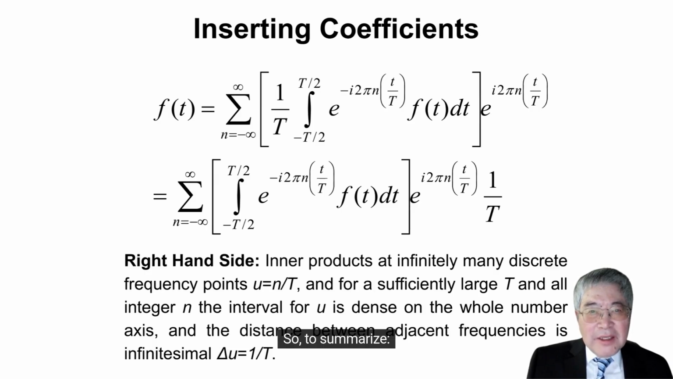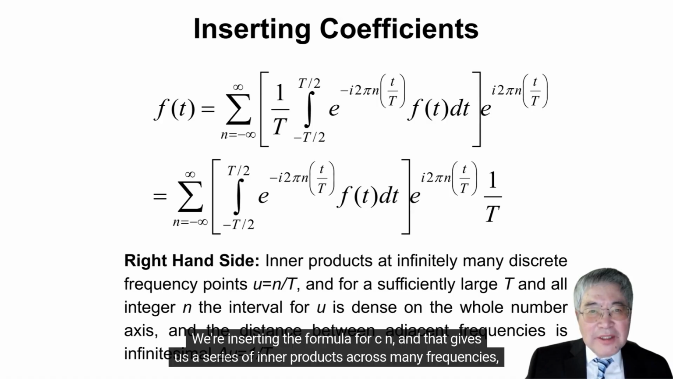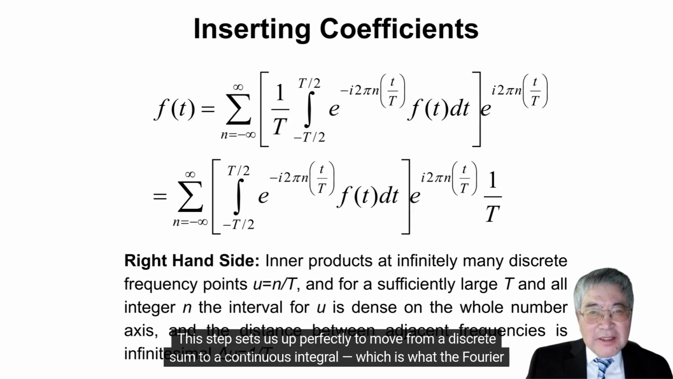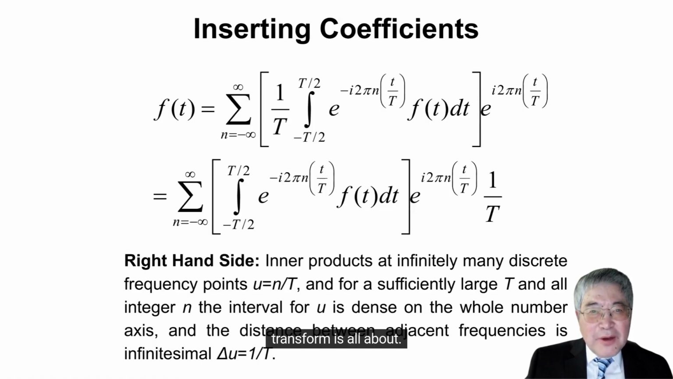So, to summarize, we're inserting the formula for Cn, and that gives us a series of inner products across many frequencies, with a spacing of delta u equals 1 over T. This step sets us up perfectly to move from a discrete sum to a continuous integral, which is what the Fourier transform is all about.